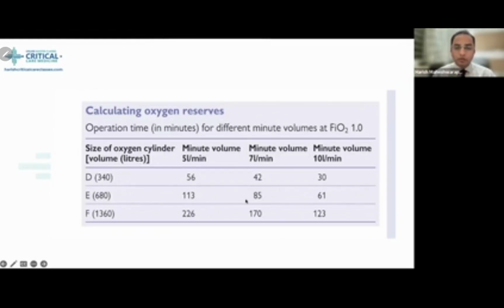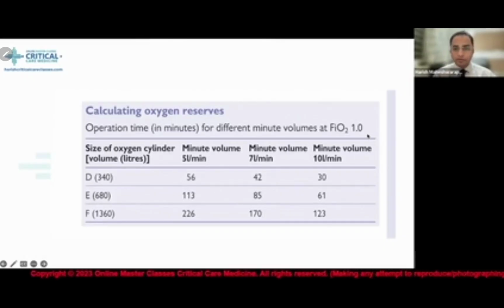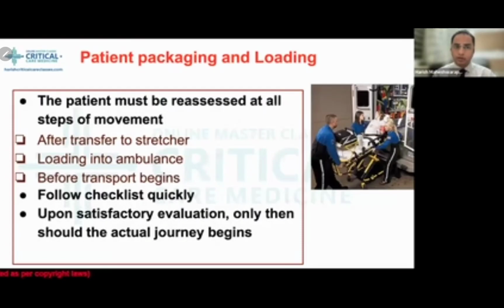If you are using an E type with 100% FiO2, it is available for 60 minutes. If you are using an F type, giving 5 liters per minute with 100% FiO2, we can use it for 226 minutes, as it has a capacity of around 1360 liters of oxygen. This is again something you can remember when you are transferring a particular patient.